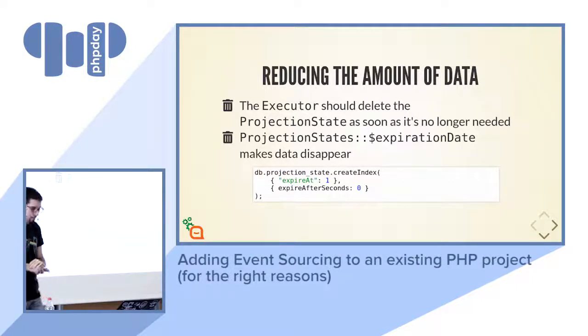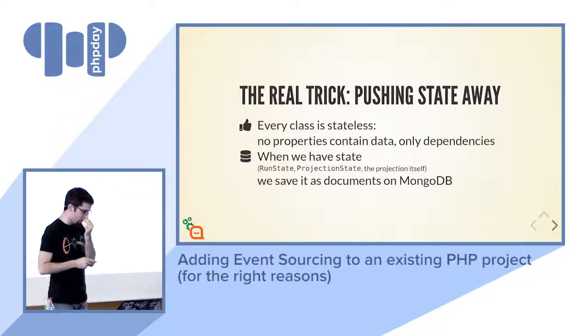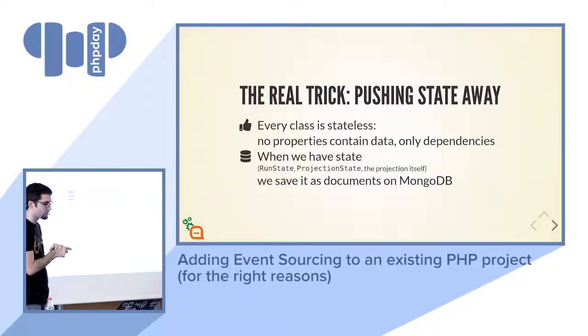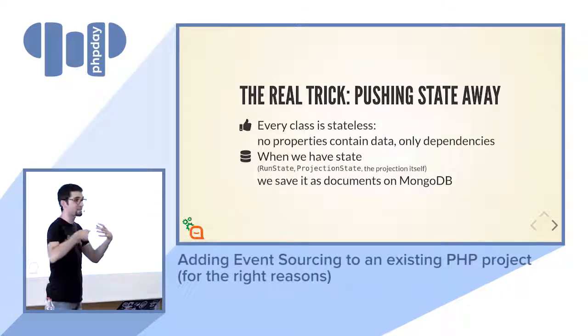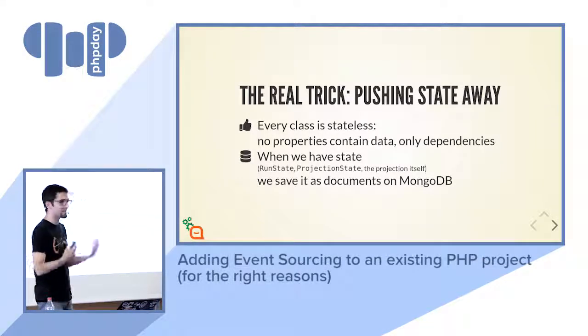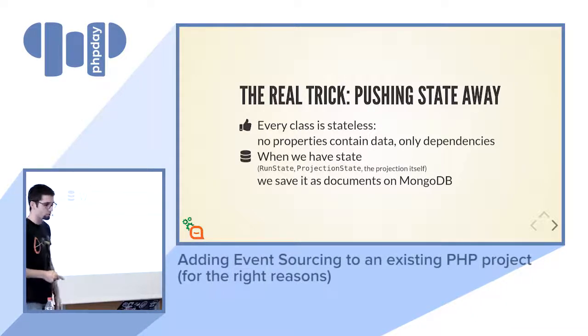So this is all for the implementation, okay? It's not so complex. But the point is that we got something really tricky in there, and Gabriele gave us that. Basically, the trick, I think, is pushing the state away. All the classes that I told you about right now don't have any state. The runner, the projector, and the executor don't have any properties that are not dependencies. Every time that you need to write down data, we push it away from our architecture and into a service which is designed to hold state, a database. In this case, still MongoDB, okay? And that's pretty useful because that means that the architecture works really well.